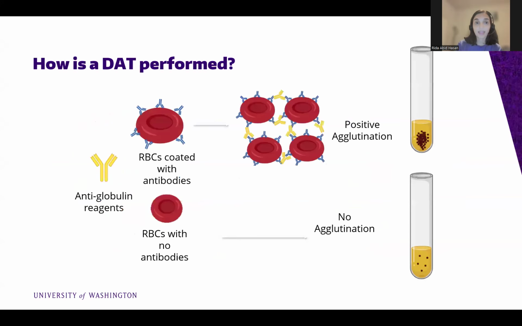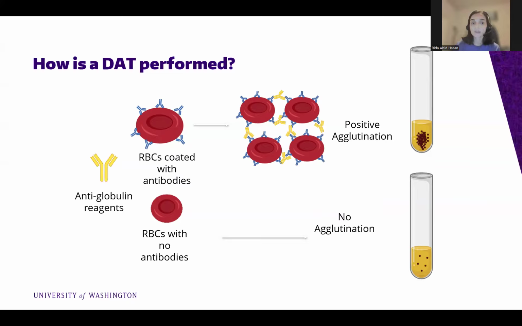Okay. So how is a DAT performed? Now, going into the lab where I spend most of my time, we're in charge of the blood bank of the DAT testing. And essentially, the question we want to ask is, is there agglutination? That means the antibody is present, or is there no agglutination, meaning the antibody is absent?